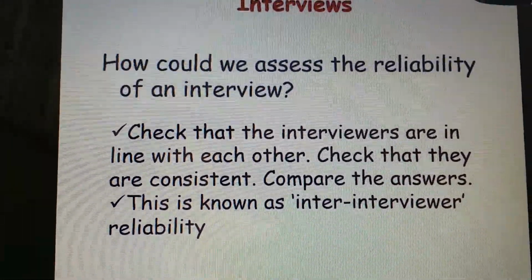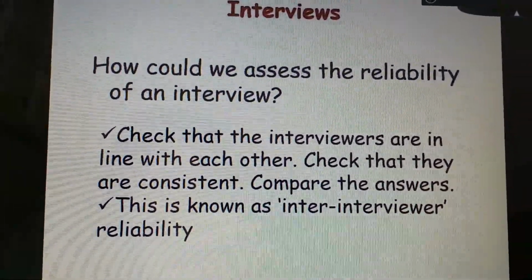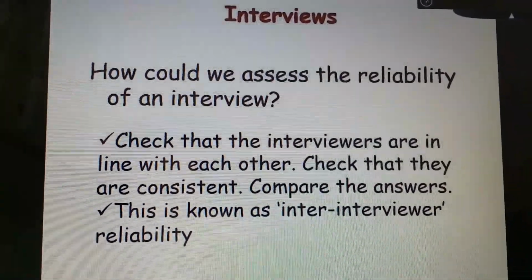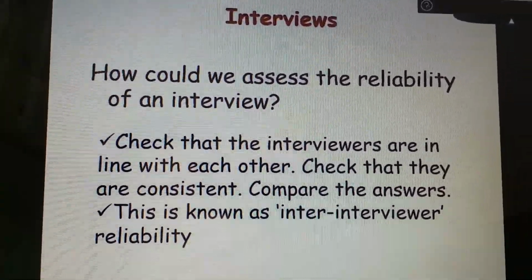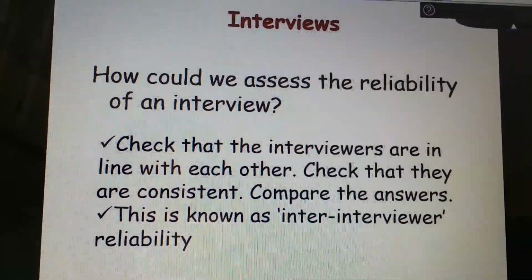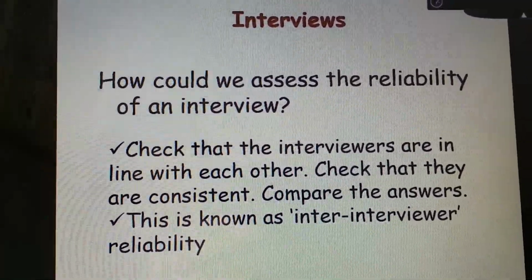This is very similar for assessing the reliability of an interview. Check that the interviewers are in line with each other, check that they are consistent, and compare the answers.